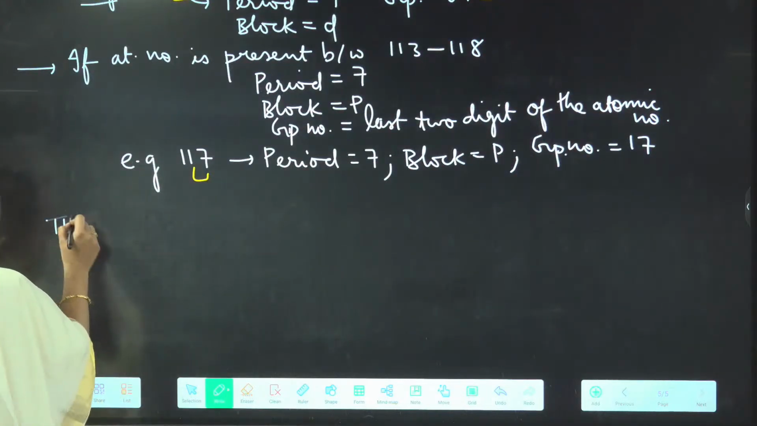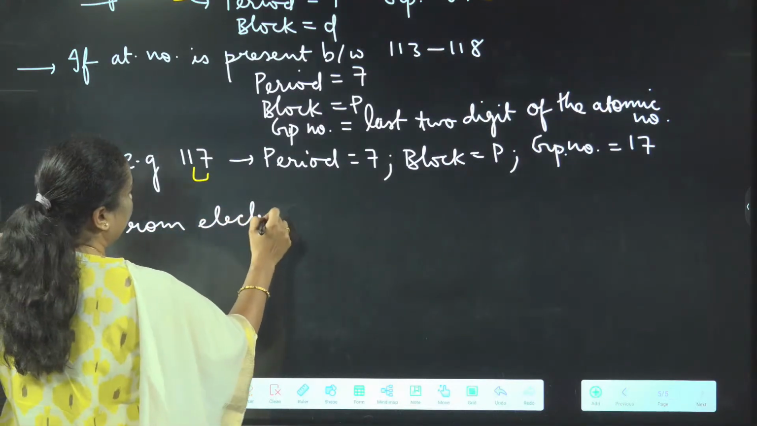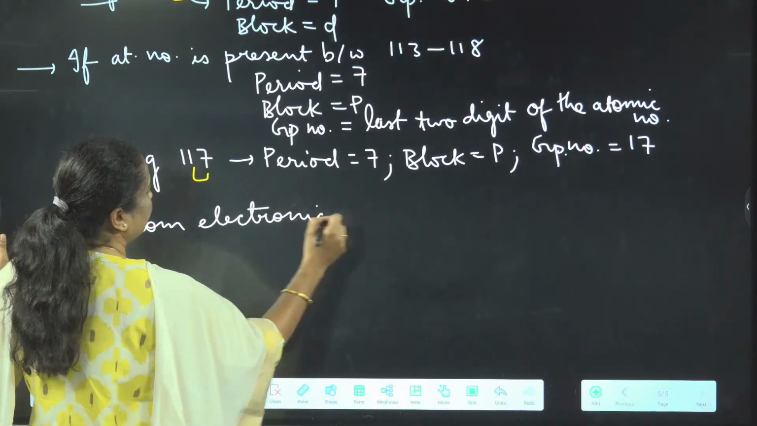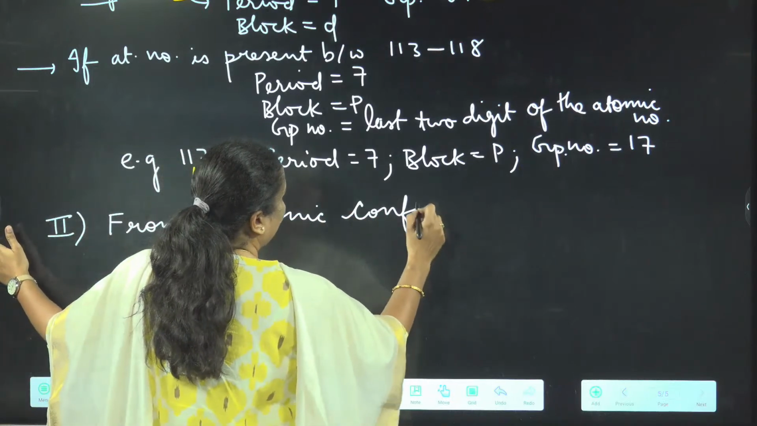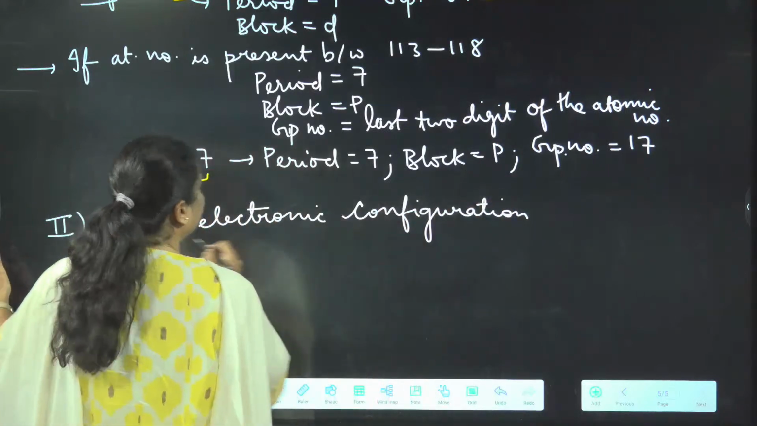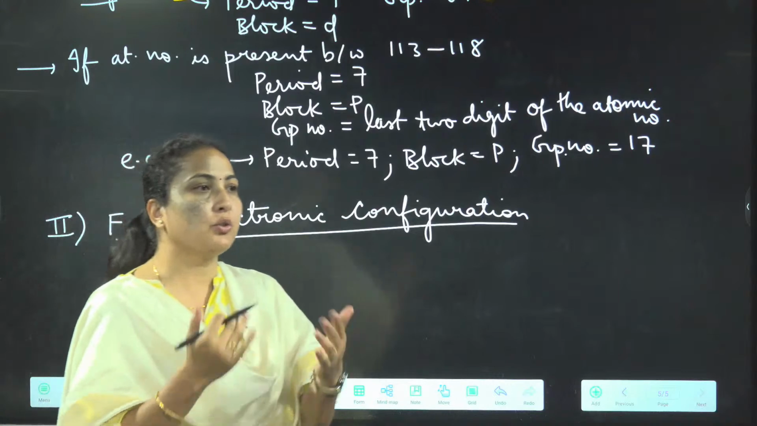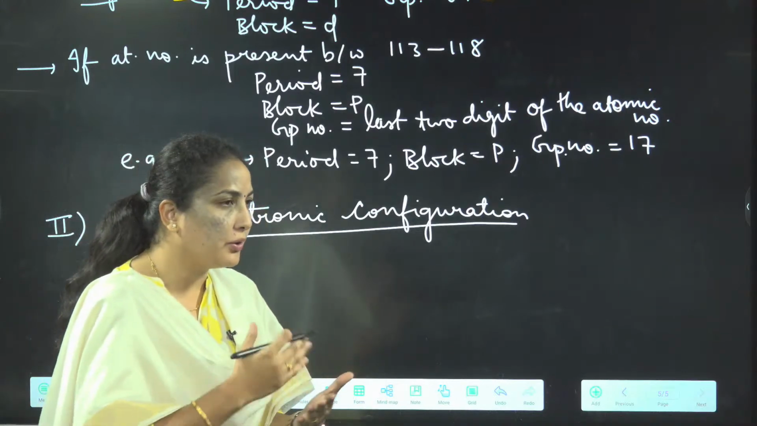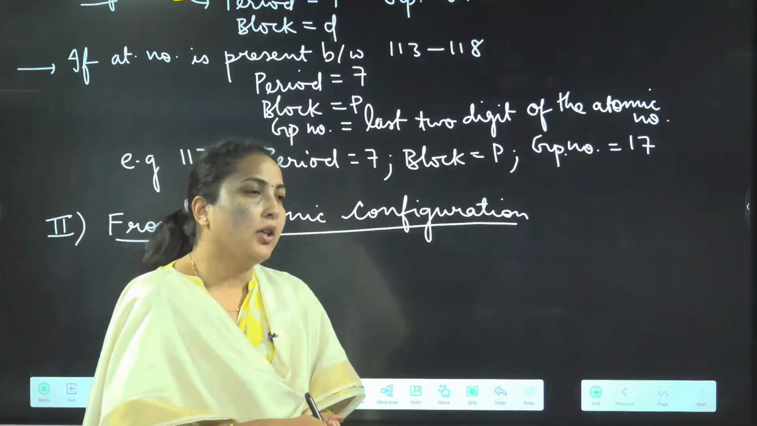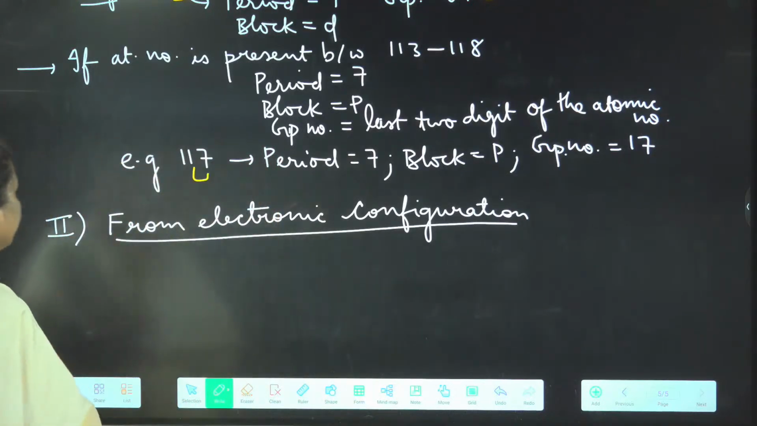Now we are going to look for the second one, from electronic configuration. Now when I talk about from electronic configuration, that means either the examiner could give you the electronic configuration or else the atomic number could be given to you. On the basis of that, you have to predict the group number, block, period and all those things, right?